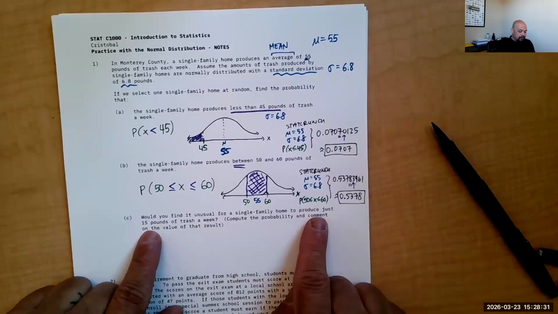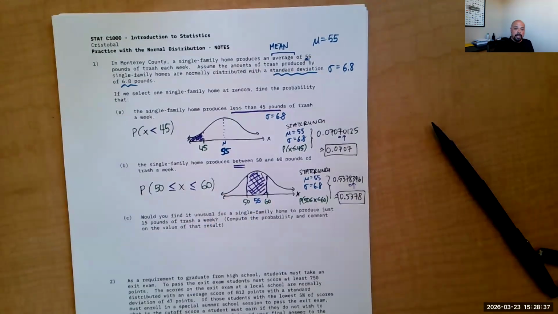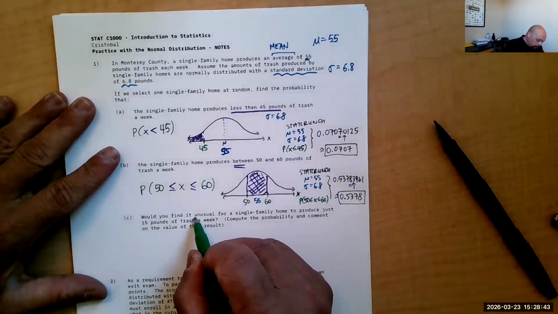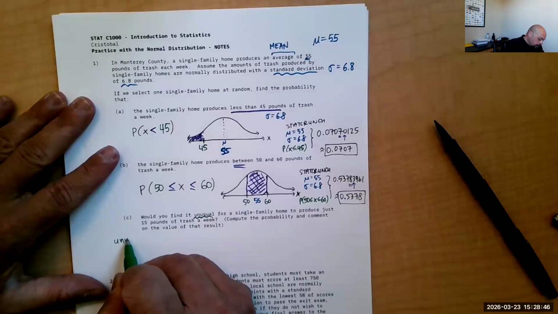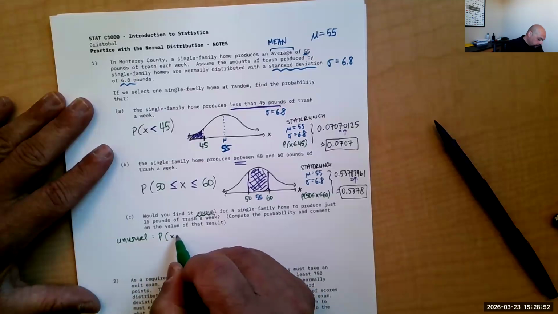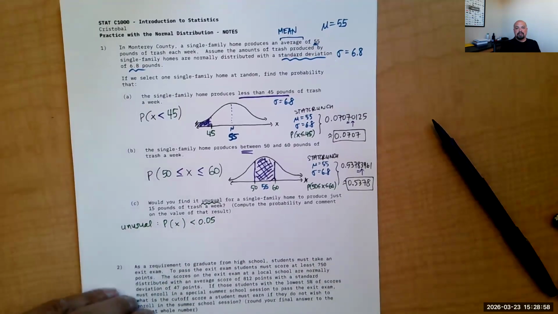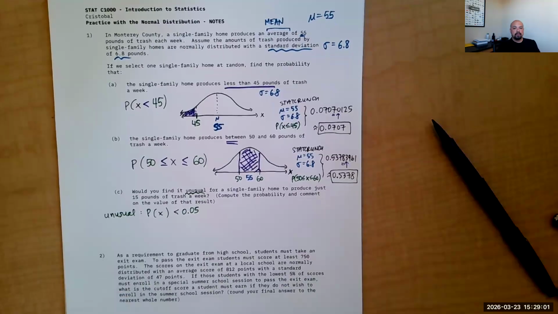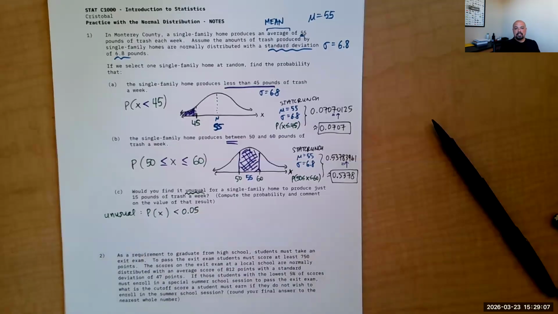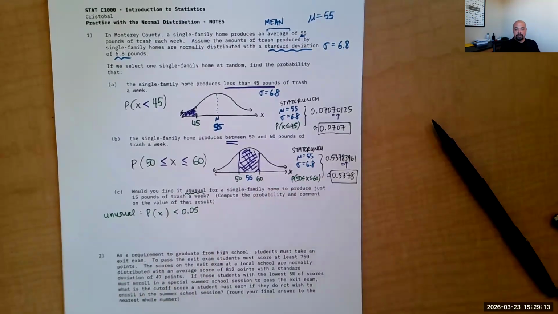And then finally, this question: would I find it unusual for a single home to produce only 15 pounds of trash a week? Right. And again, we can think about that number line with that number of standard deviations, right? But what we're referring to in this problem, for something to be unusual, we're using this characterization that the probability for that event is less than 0.05. We're going to use that customary boundary value. So any probability smaller than that 0.05, smaller than 5%, is going to be unusual, right?